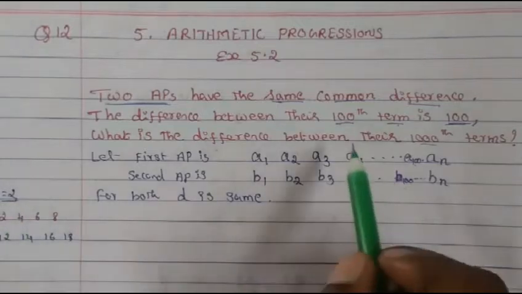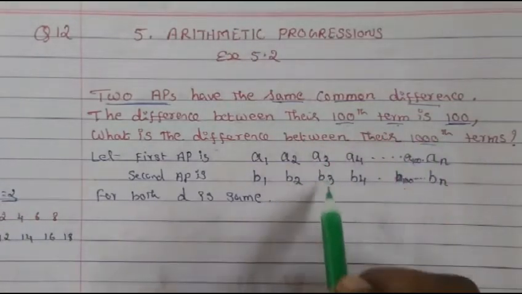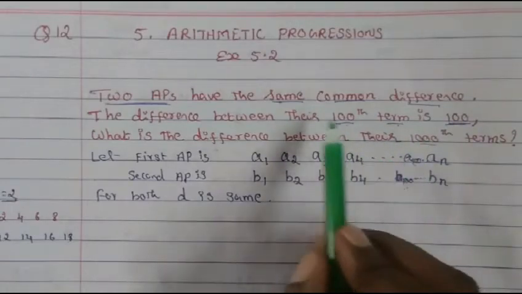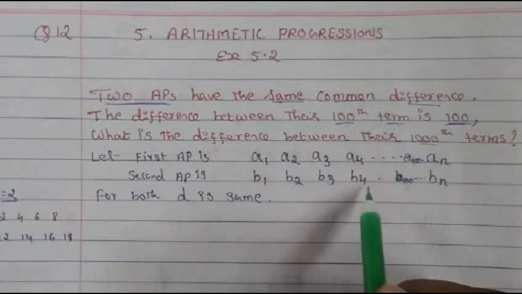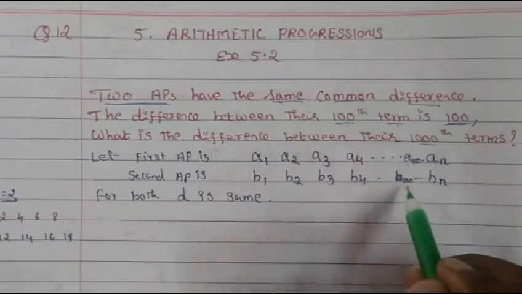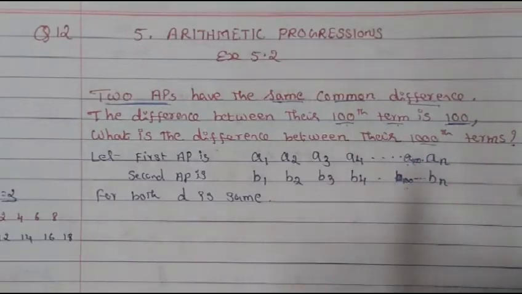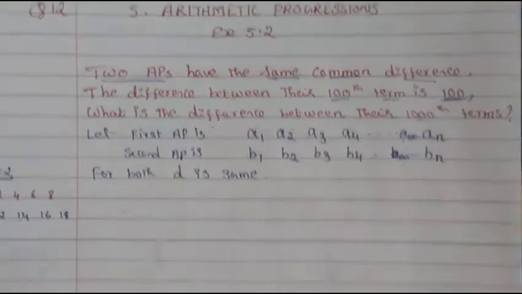Same way here, the difference of the 100th terms is 100. They are telling us there are two APs with the same common difference, and the 100th terms differ by 100. Then what about the 1000th term? It will be the same only, like this. So let's prove that.